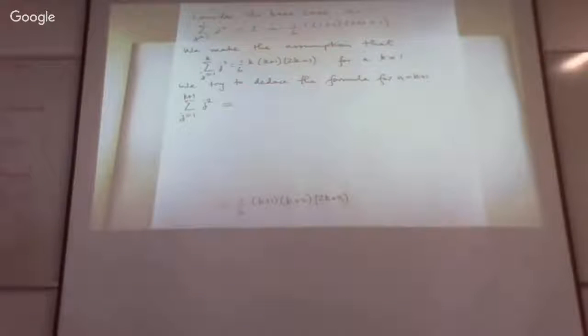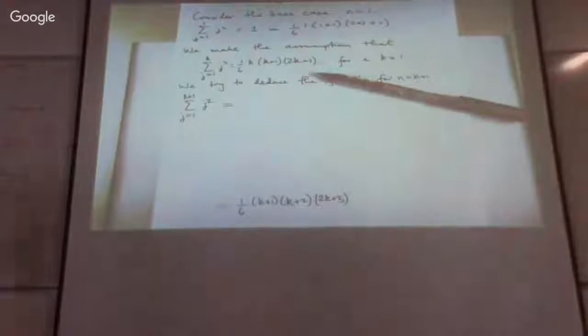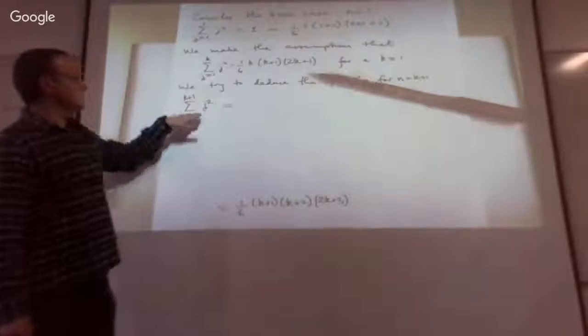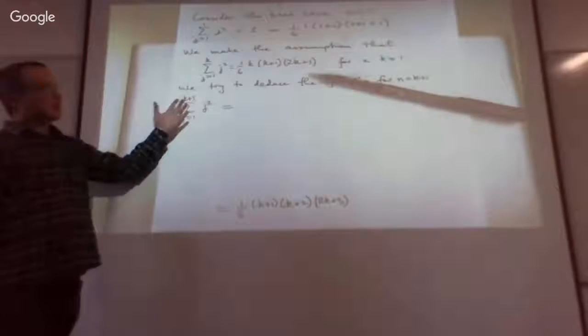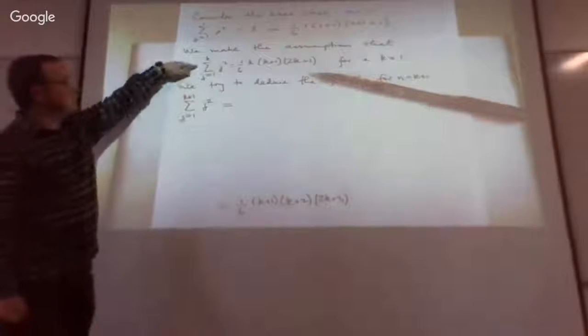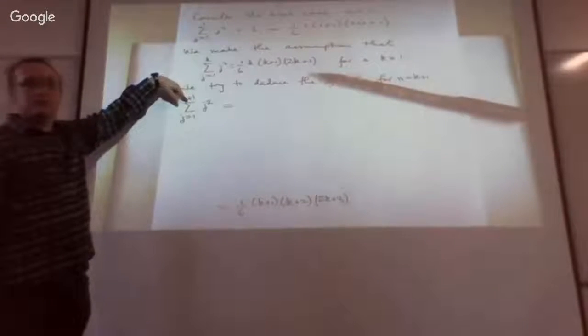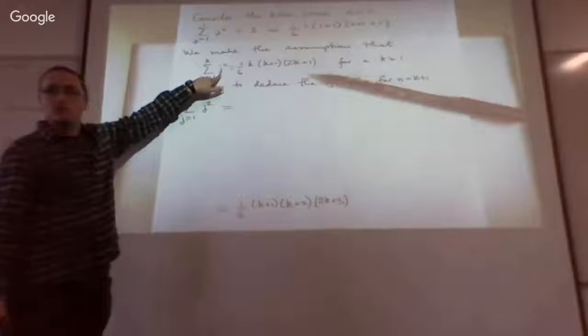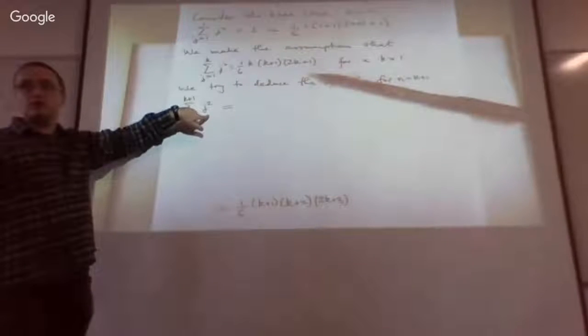Okay, so how do I make some progress? Well, I want to use the assumption. So how do I use this to manipulate this? Well, the observation is that these two left-hand sides are almost the same. This says add up a load of squares. This says add up a load of squares.